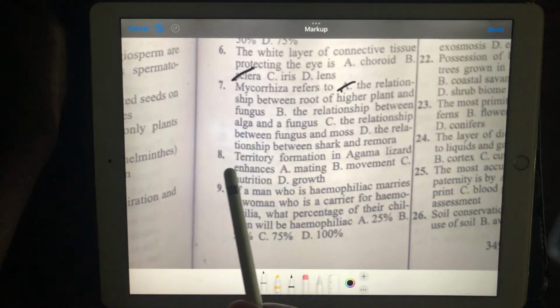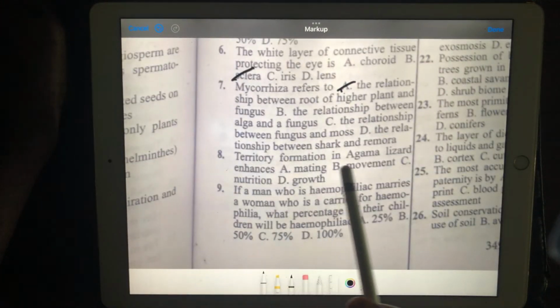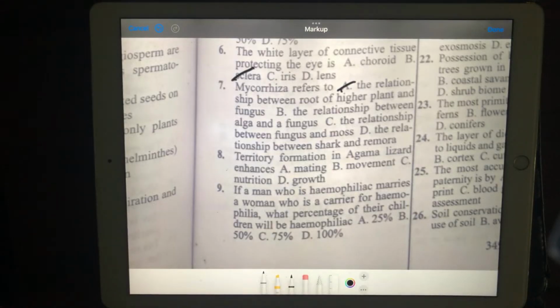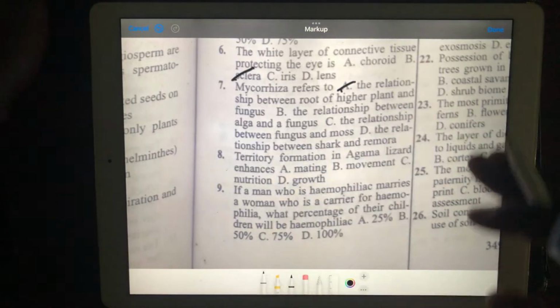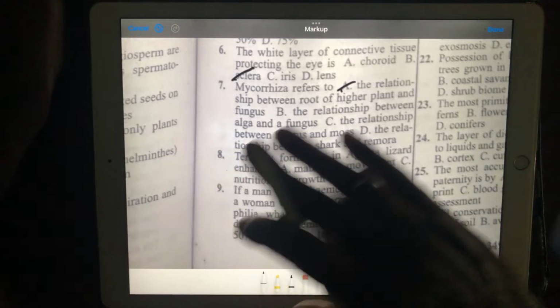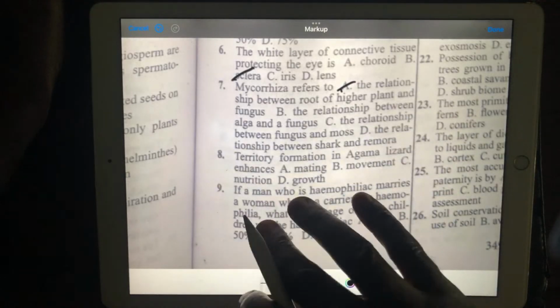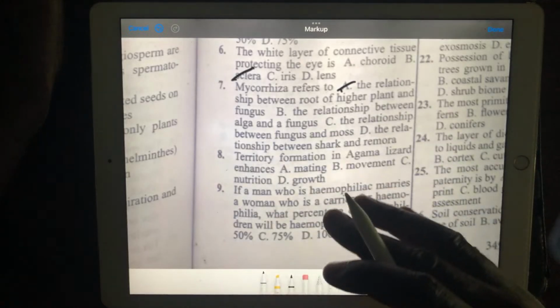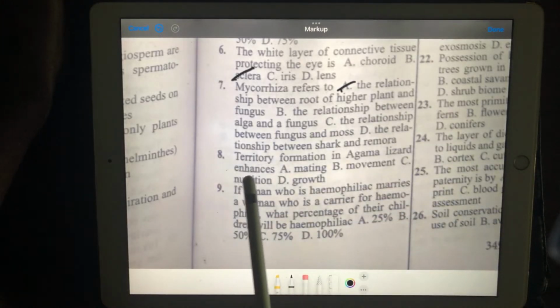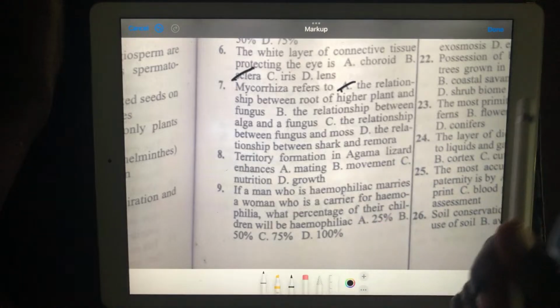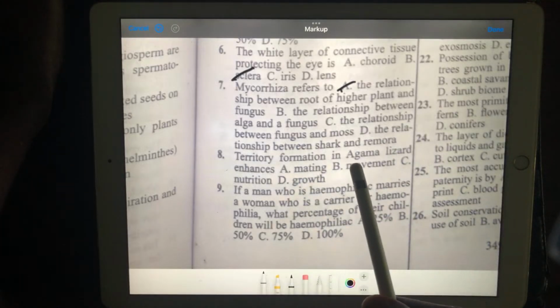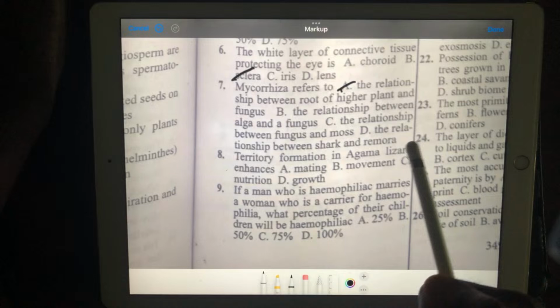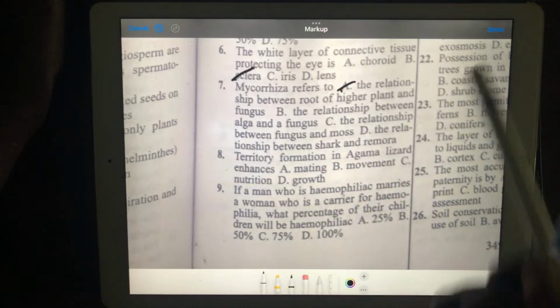The next question says number 8, territory formation in the agama lizard enhances territory, warding off every other male controlling that particular area. Let nobody come in, I am in charge. So that is territoriality. If they ask what it helps in the agama lizard, that's where we talk about the dominant male. That's the only one that has the right of mating.